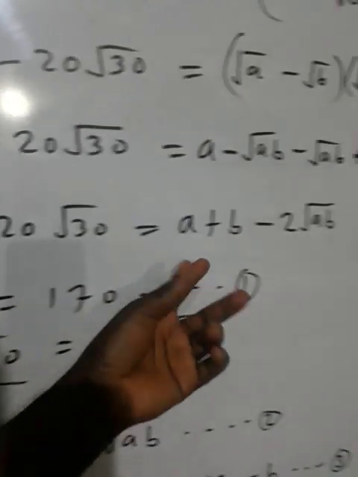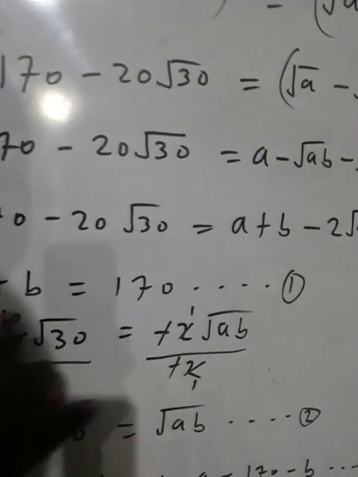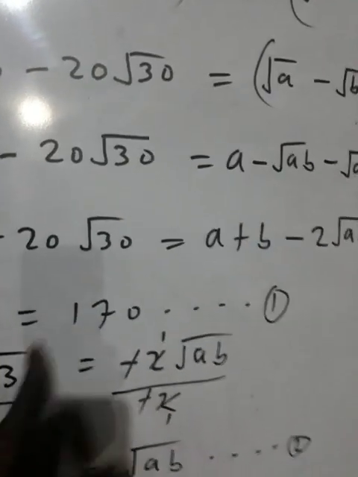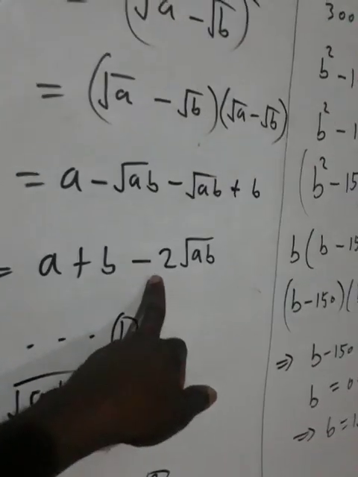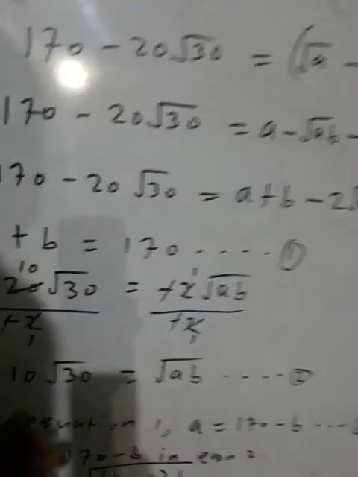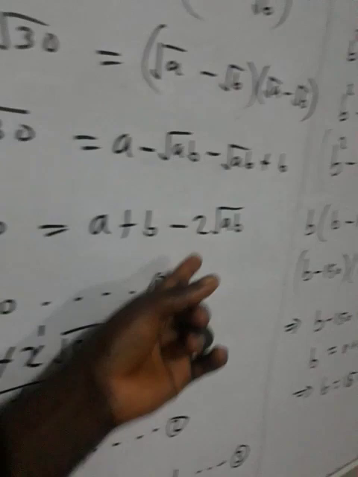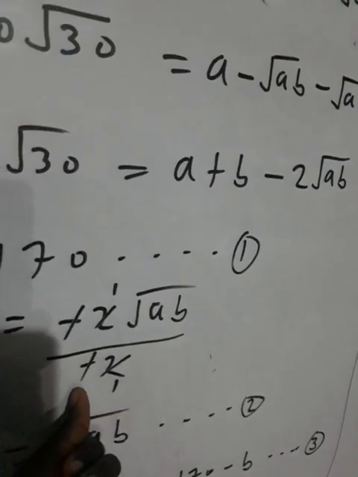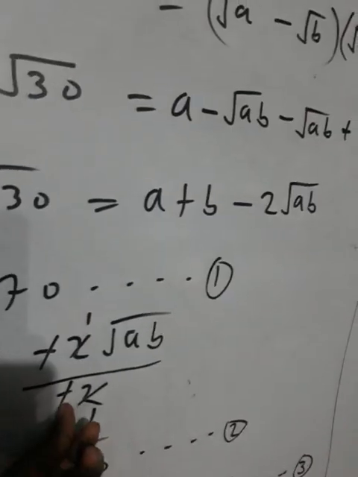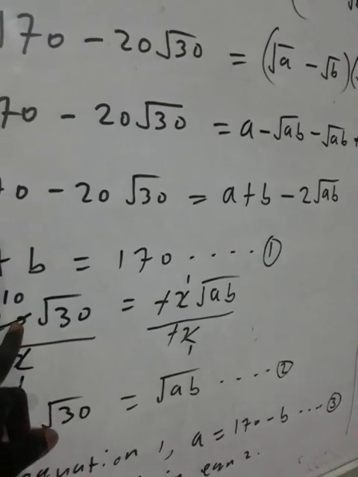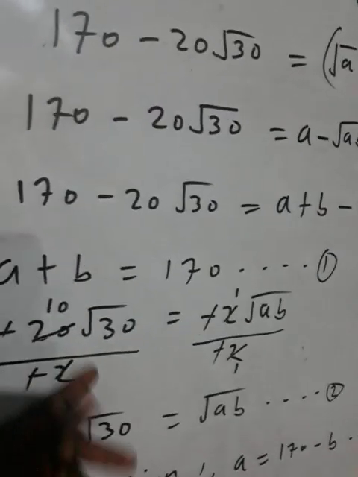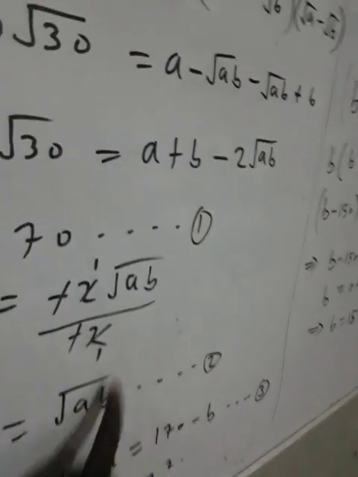So we will compare the rationals and irrationals together, you equate them together. So we have that a plus b is equal to 170, and the root minus 20 root 30 is equal to minus 2 root ab. So simplify it by dividing both sides by minus 2. Minus 2 cancels minus 2 to give you 1, and 20 divided by 2 is 10. So you have 10 root 30 equals root ab.